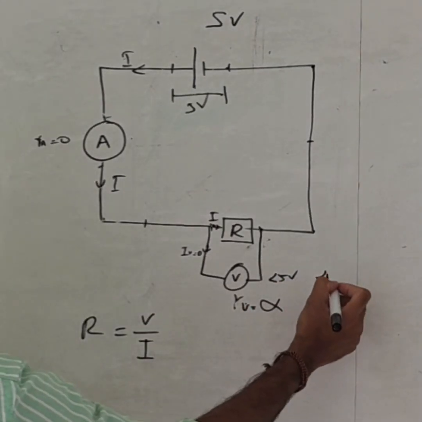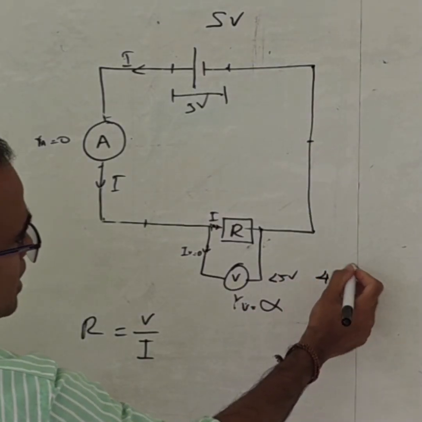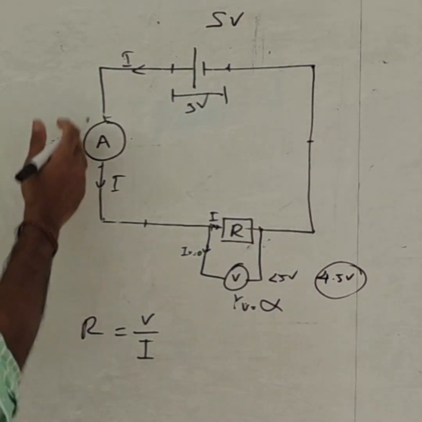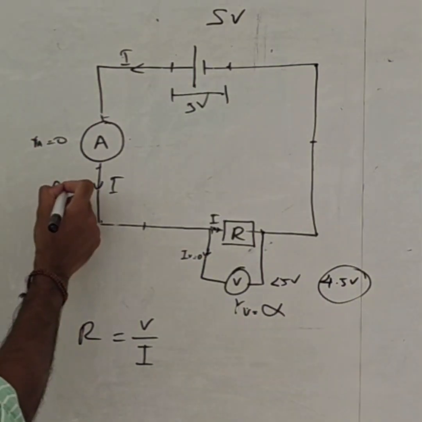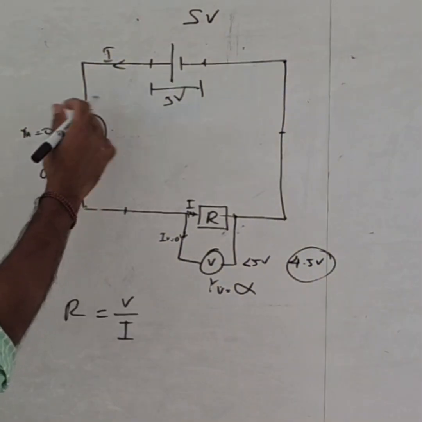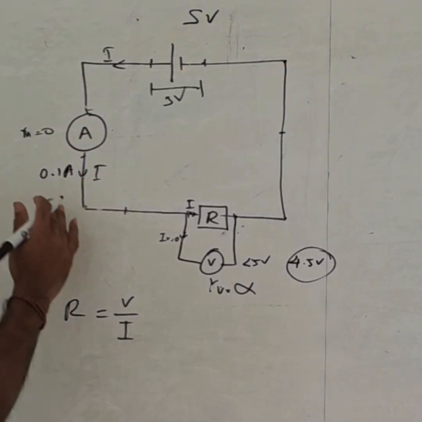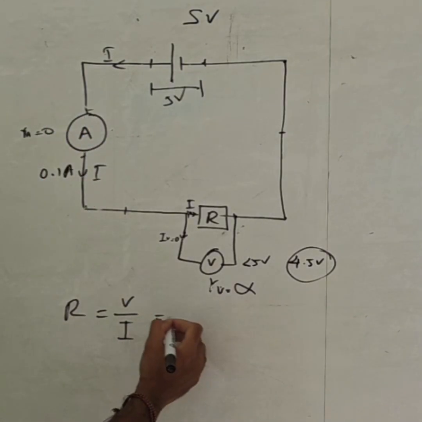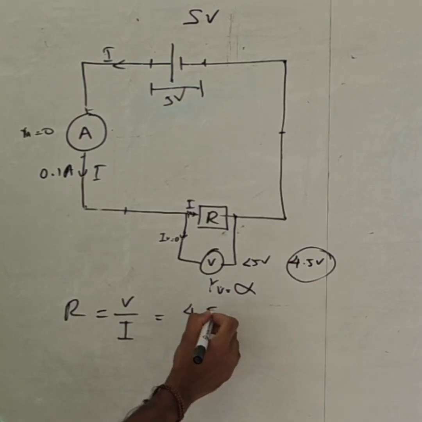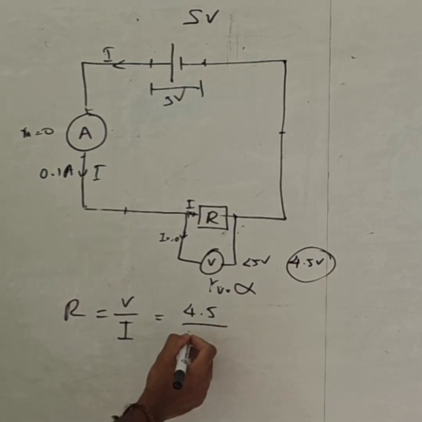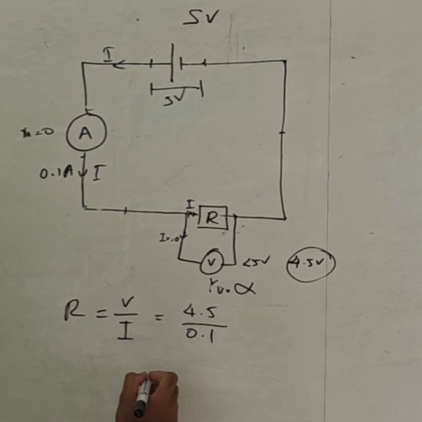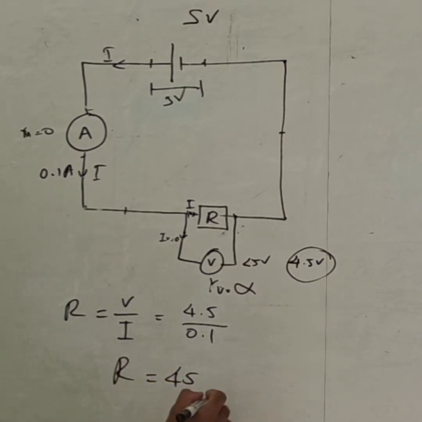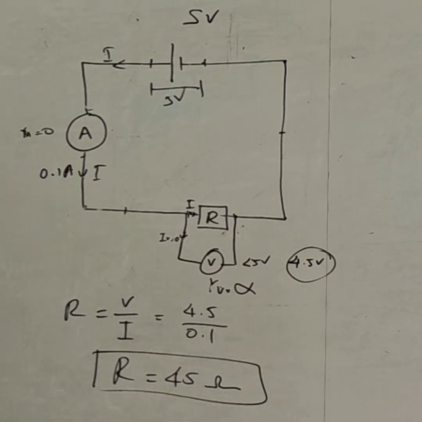Say 4.5 voltage. And if the ammeter is reading 0.1 ampere, then we can put that into this equation. R is equal to V over I, 4.5 divided by 0.1. So you will get 45. The unit of the resistance is ohms. So we can tell it like that.